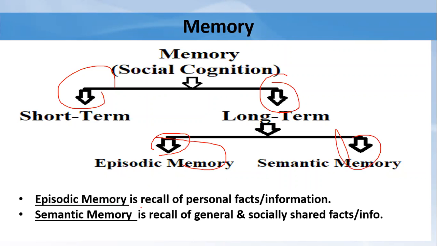Episodic memory recalls or stores personal facts or personal information. On the other hand, semantic memory recalls or stores general and socially shared facts and information. For example, if you talk about feminism or gender inequalities, discourse analysis, or if you look at a computer or laptop, you might have certain personal facts, personal information which may get activated during the production and comprehension of speech. Those personal facts and personal information are stored in your episodic memory.